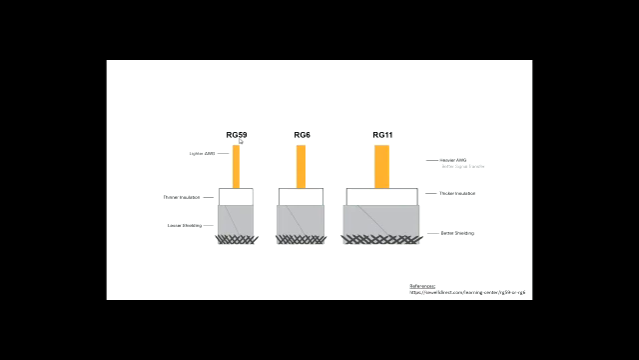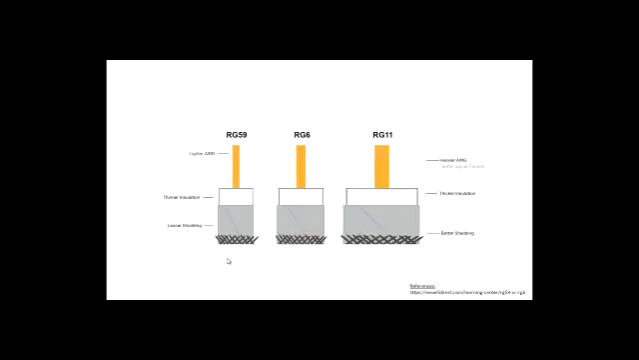Now, RG59 is slightly, okay, so let's start with RG6. RG6 is basically the cable you see when a technician comes to your house to install a cable modem. That's the thickness of the cable. That's the RG6 that you're going to see. Right. Now, RG11 is much thicker. Basically, that's how they compare as far as thickness.